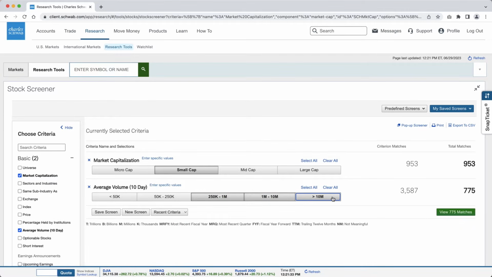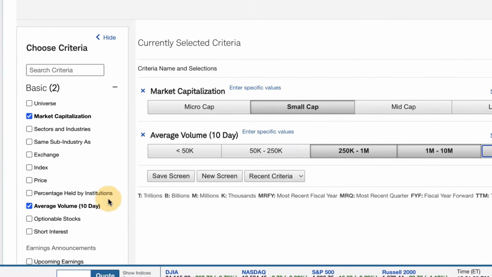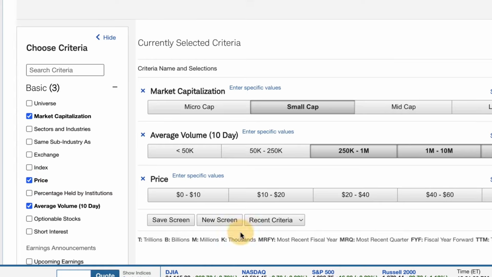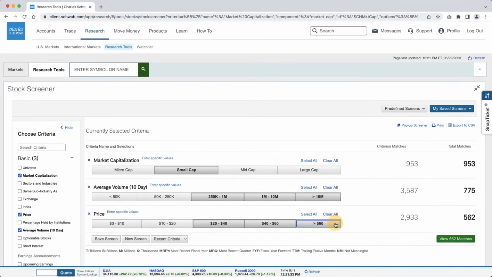When dealing with small capitalization companies, some growth investors might also want to avoid very low price stocks, which can be more risky and volatile. So I'll select price, and then we're going to select everything above $20.